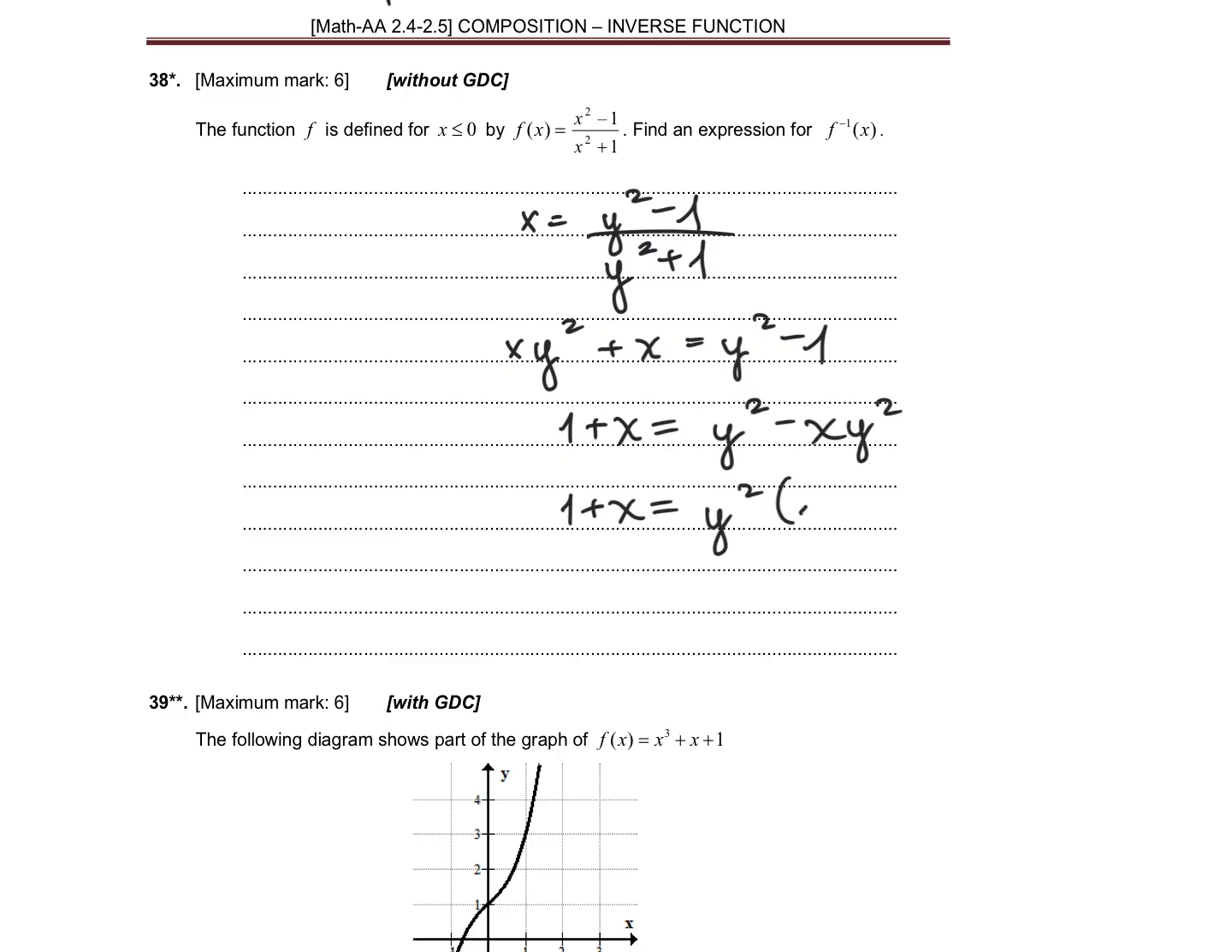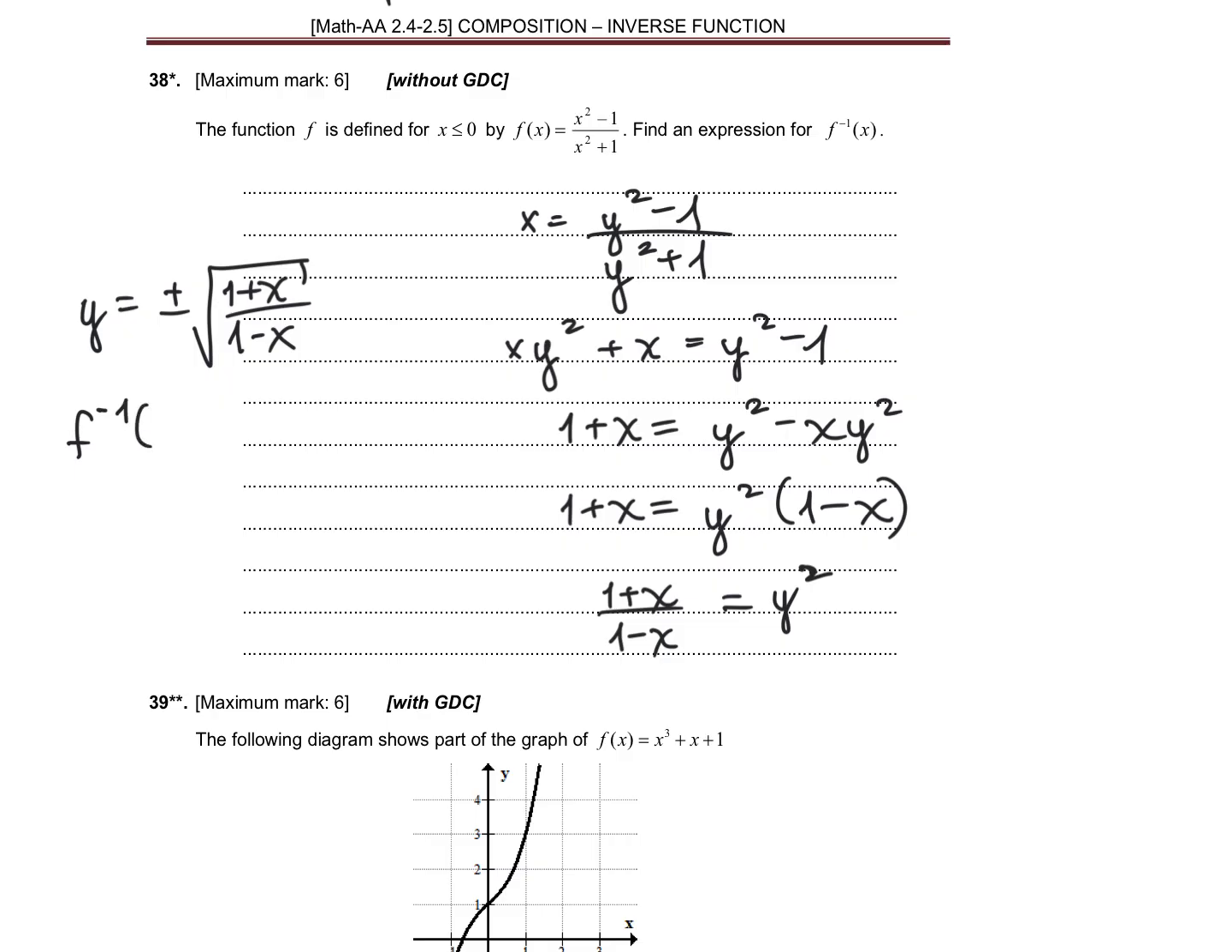And y squared (1 minus x). When we factor it out, y squared is going to equal (1 plus x) over (1 minus x). And if we take the square root, we're going to have plus or minus the square root of (1 plus x) over (1 minus x). So if x is less than 0, we're going to take the negative function. So the inverse is going to be the negative square root of (1 plus x) over (1 minus x).